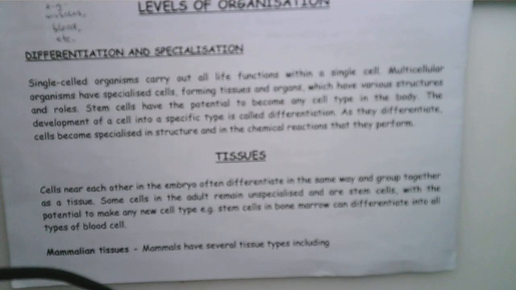Tissues. Cells near each other in the embryo often differentiate in the same way and group together as a tissue. Some cells in the adult remain unspecialized and are stem cells, with the potential to make any new cell type, like stem cells in bone marrow, which can differentiate into all types of blood cell. Mammalian tissues: mammals have several types of tissues, which include epithelial tissues, muscular, and connective.